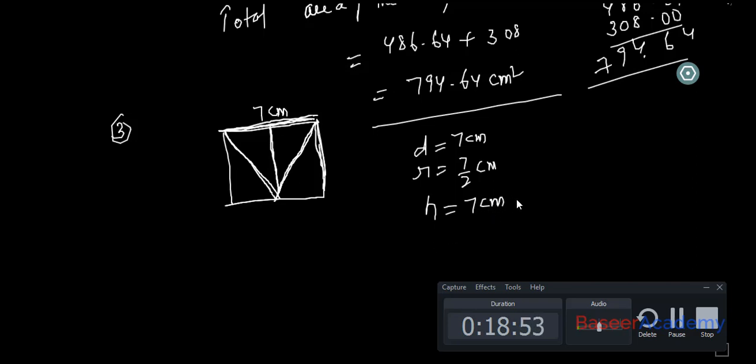Volume of cone is 1 by 3 pi r square h. You know the value of r here. You have the value of h. I'm sure you can find it on your own. Okay. So this thing, try it out on your own. I have already given you the hint.